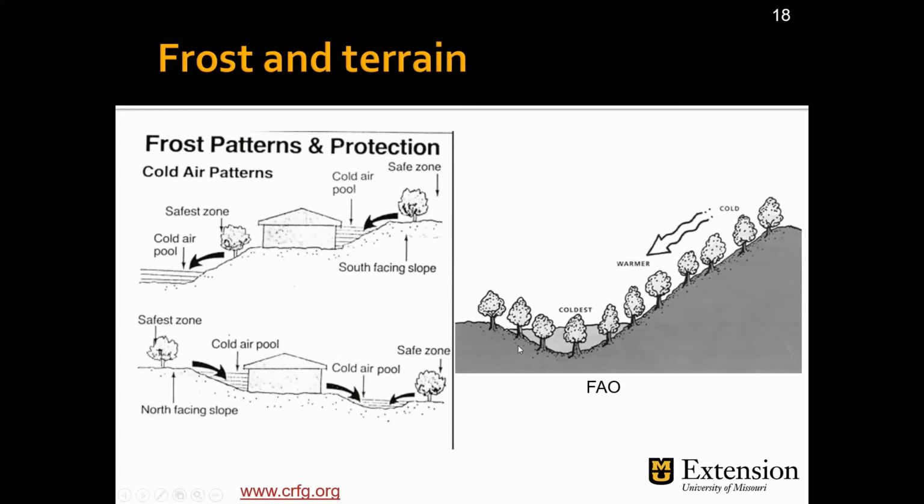And here on the right, we have another diagram showing this, that cold air tends to accumulate at the lowest part of the terrain. So that means that these trees are going to be really susceptible, or are going to have higher risks of suffering from frost damage.